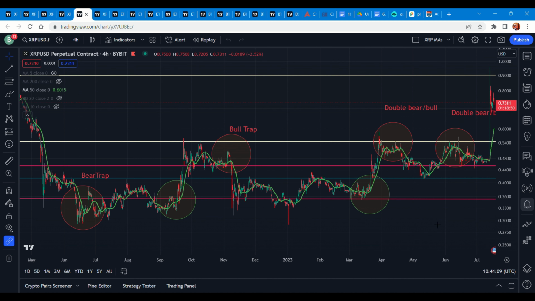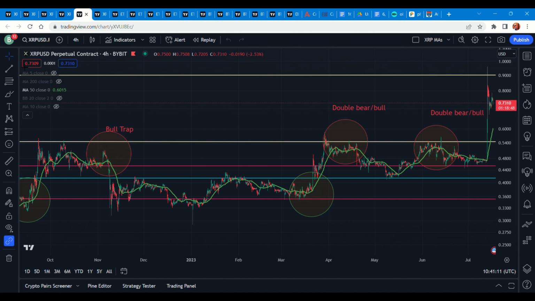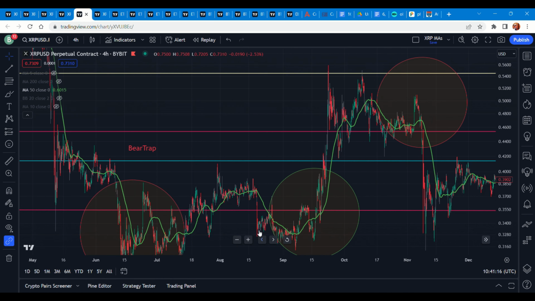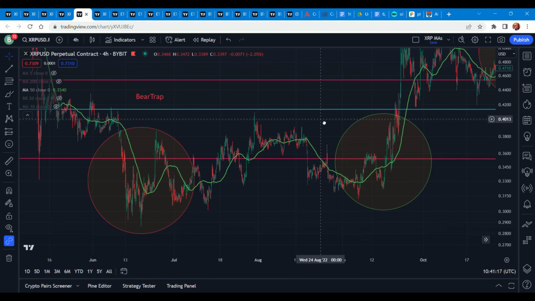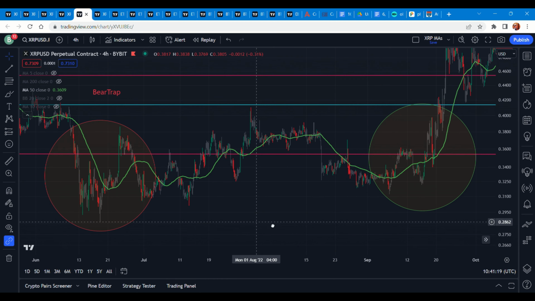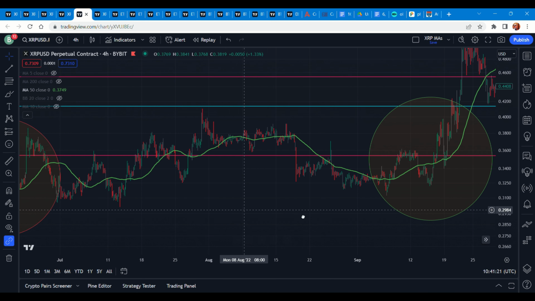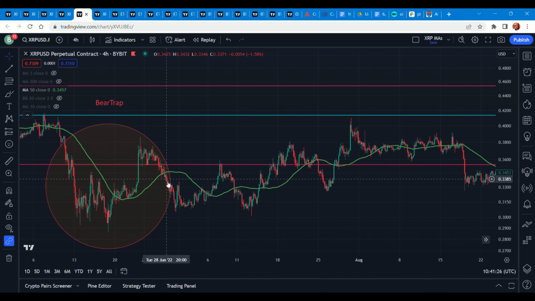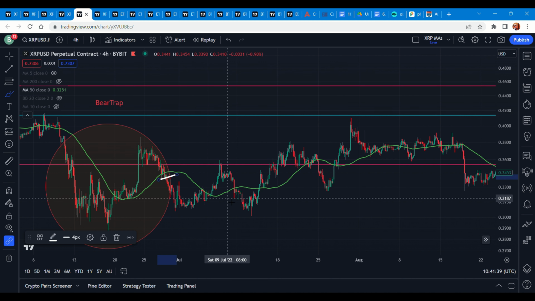So here there were non-trap bull areas. Sorry. So these ones here weren't traps. These here were traps. And I'm going to expand here. So how do we identify a trap? We notice the crossing. We notice the crossing of price action on the 50.